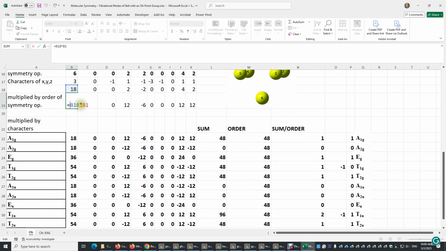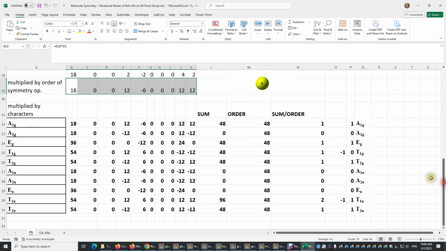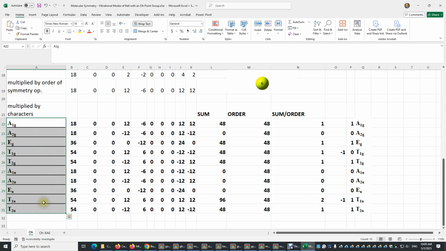So B18 times B1. And over here, this is just K18 times K1. And then we have this row of numbers. We have 10 numbers here. And now we multiply these 10 numbers with the characters for each irreducible representation. Alright, we have 10 different irreducible representations, and A1G is totally symmetrical.